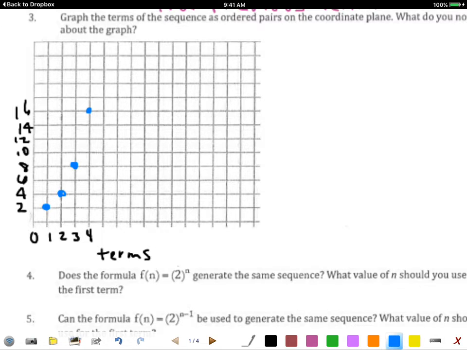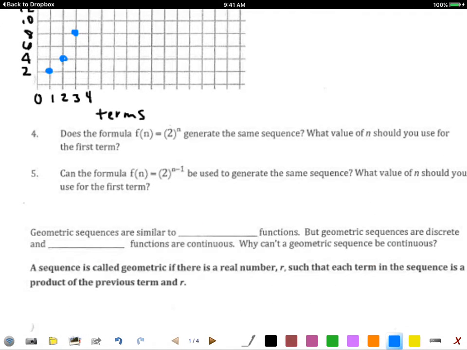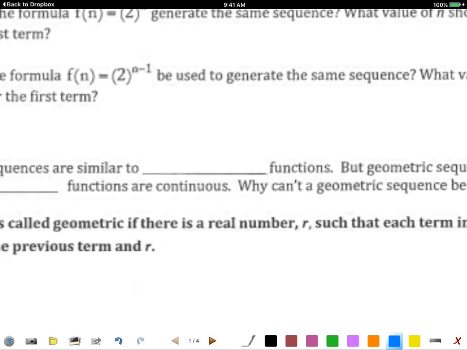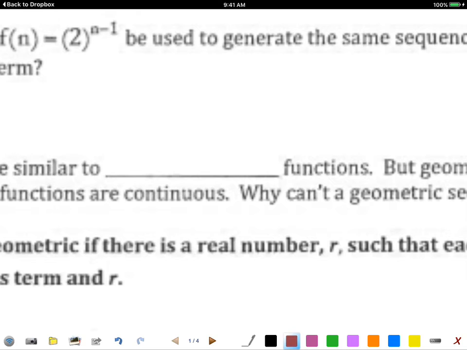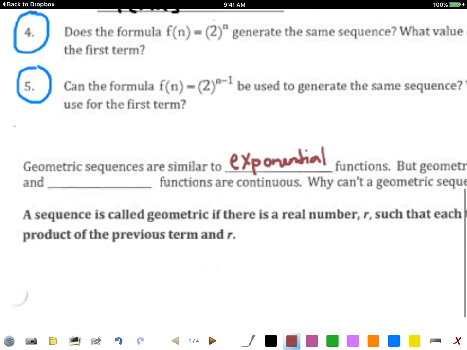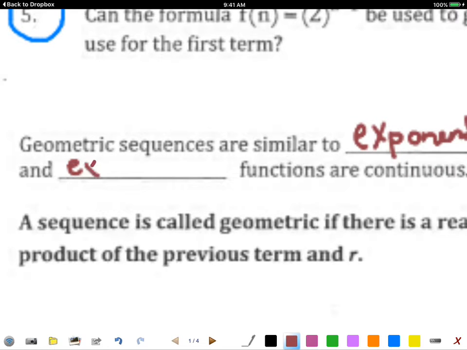Okay, number 4. You know what? I'm going to skip these two for right now and come back to those if we have time. Go down here to the bottom. Geometric sequences are similar to, what goes here? Exponential functions, but geometric sequences are discrete, and exponential functions are continuous.